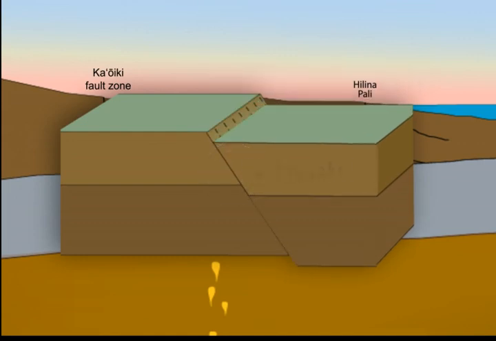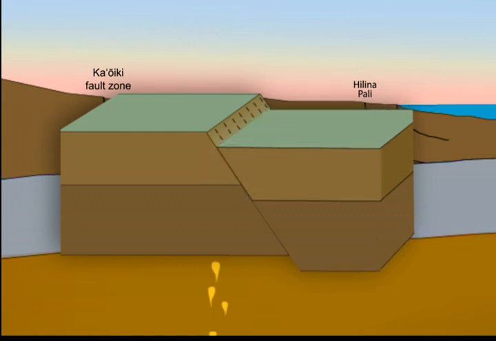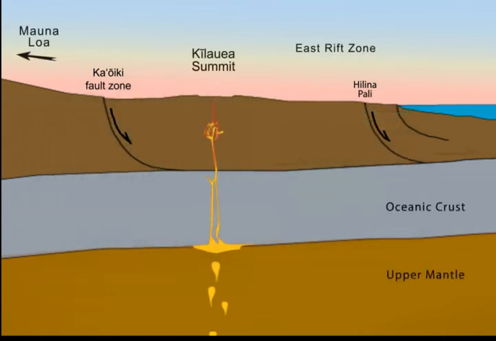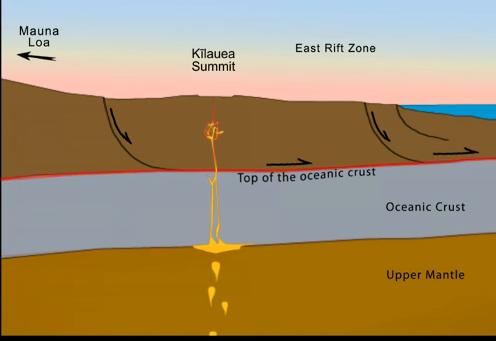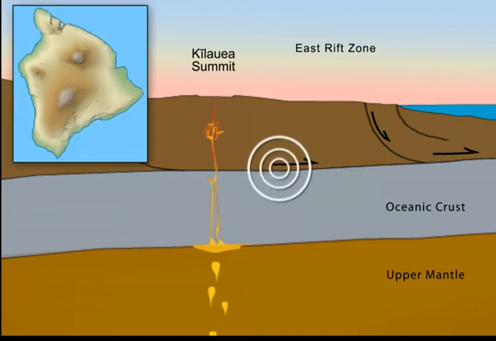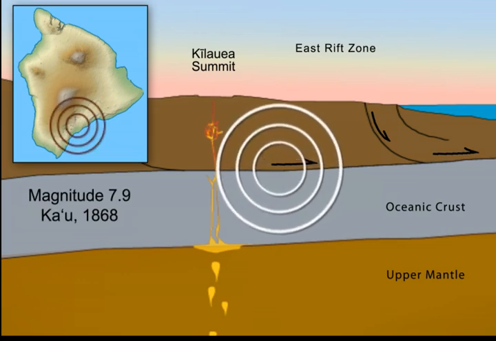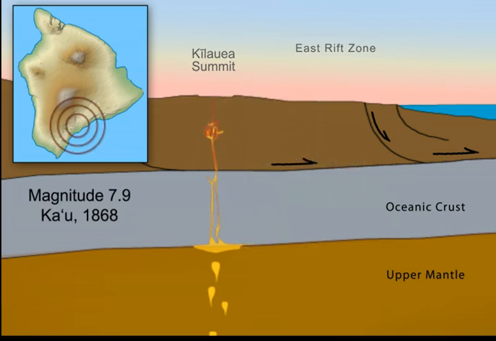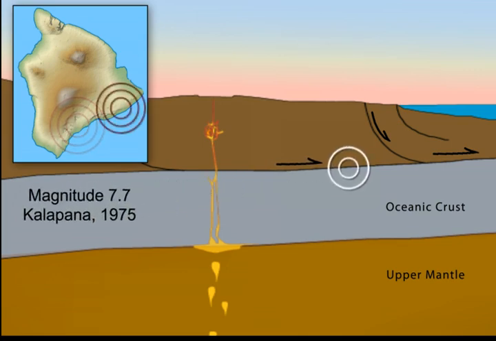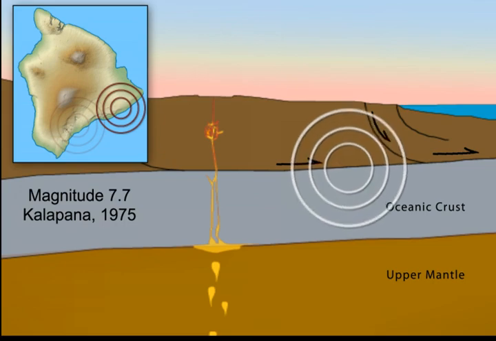Earthquakes occurring on these faults are generally smaller than magnitude 5 unless they trigger the underlying fault between the volcano and the old ocean floor. It is there, along the boundary between the ancient ocean floor and the overlying volcano, that the largest earthquakes in Hawaii's history have occurred. That interface lies 7 to 10 kilometers deep, or roughly 26,000 feet. Slip there produced the magnitude 7.9 Ka'u earthquake in 1868 and the magnitude 7.7 Kalapana earthquake in 1975.